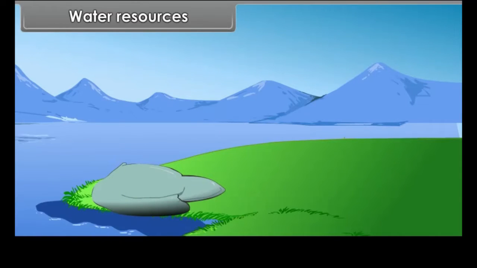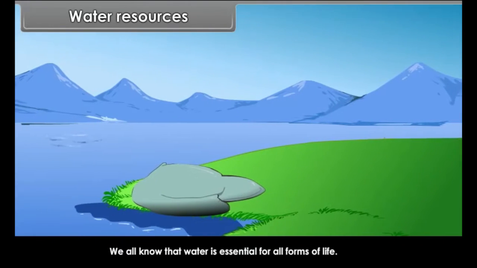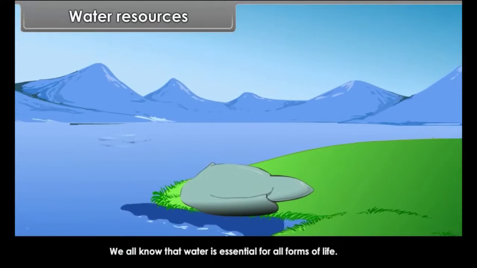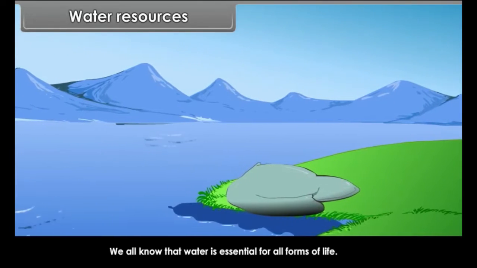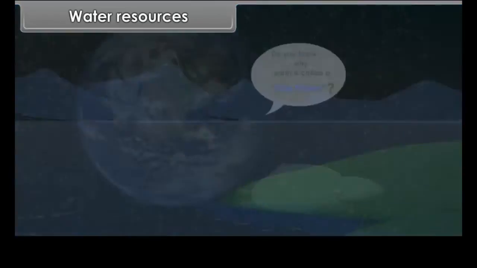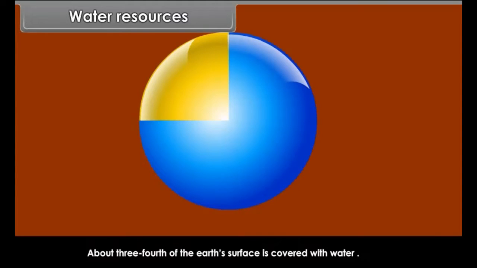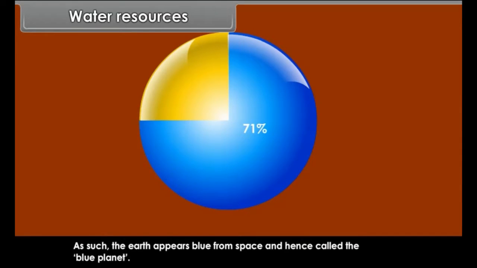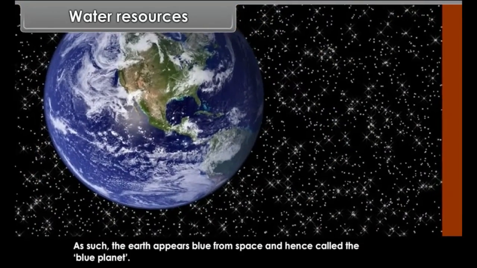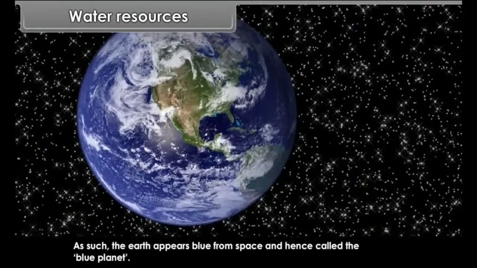Water resources. We all know that water is essential for all forms of life. Do you know why Earth is called the blue planet? About 3/4 of the Earth's surface is covered with water, 71%. As such, the Earth appears blue from space and hence is called the blue planet.